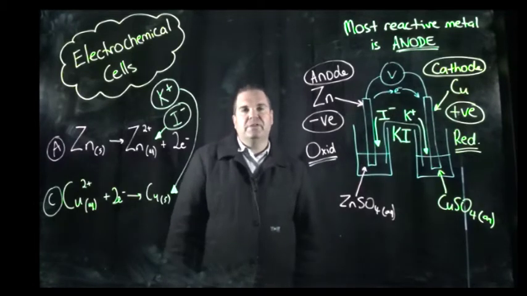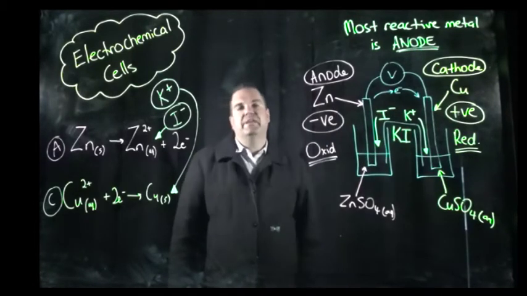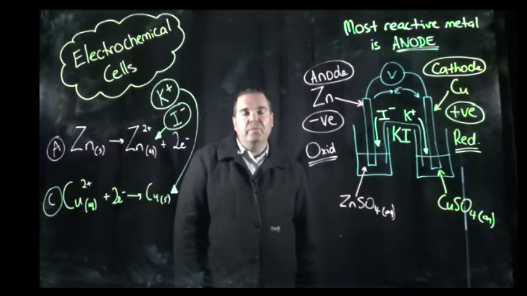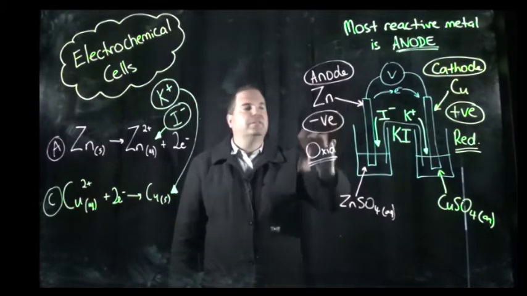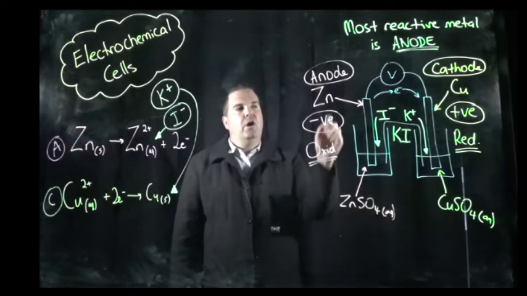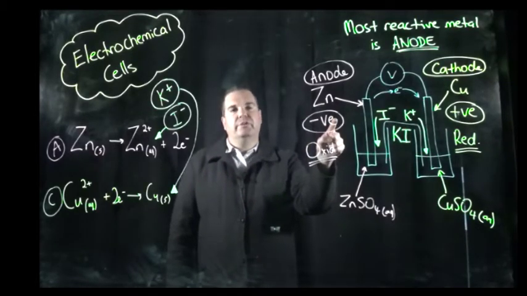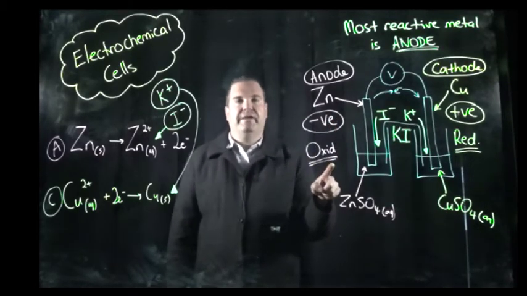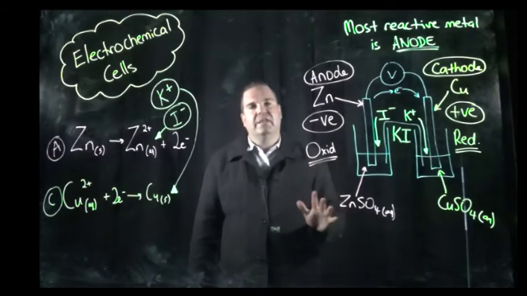It doesn't matter which metals you use. We could swap these over to be iron and lead, for example, and the most reactive metal would be the anode, and then you just get the same sort of things occurring. Negative at the anode through GAN-EP, oxidation at the anode because of your vowels. So it's the same sort of thing every time.